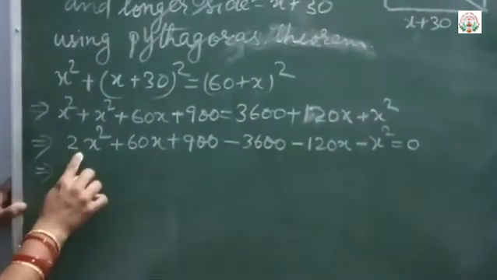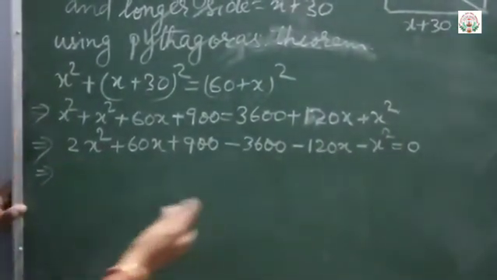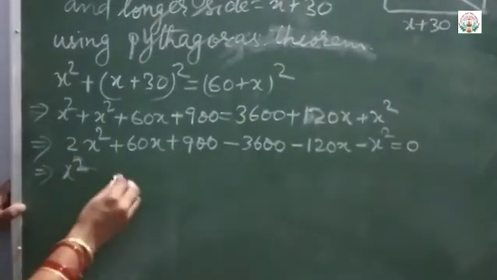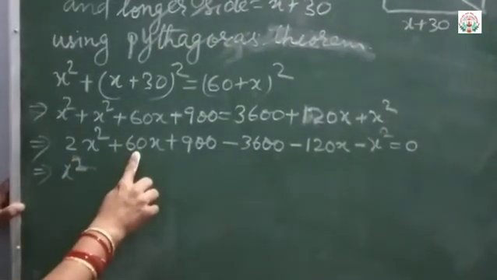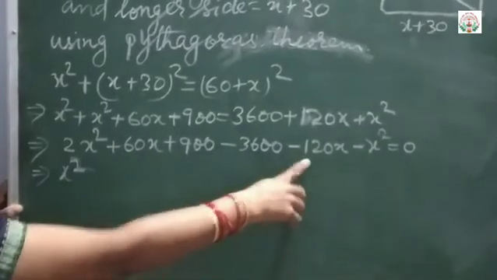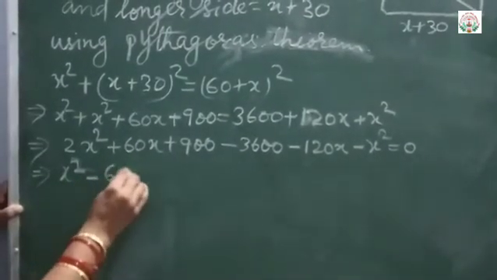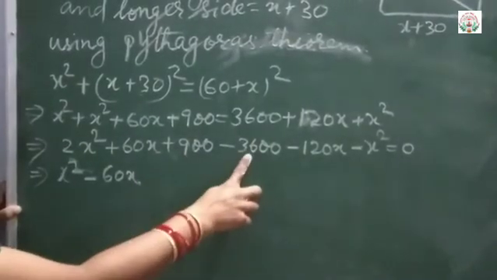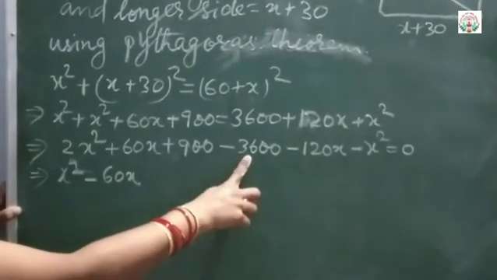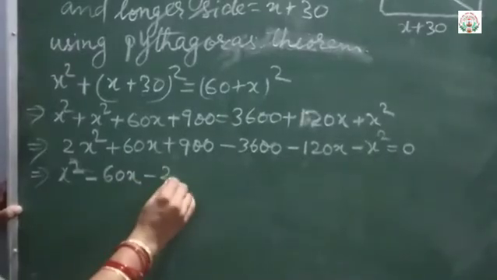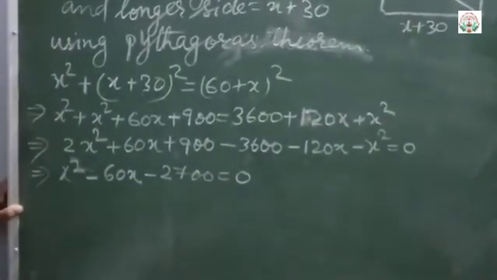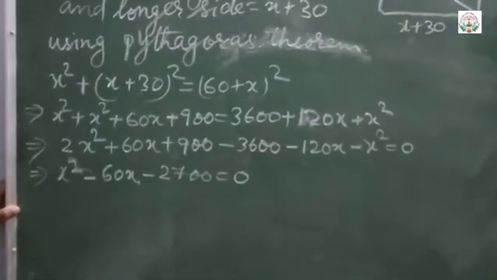So now 2x square minus x square will be what? x square only. Okay. And then here 60x plus 60x minus 120x will be minus 60x. Then here plus 900, here minus 3600 will be 2700 equals to 0. Okay, clear?